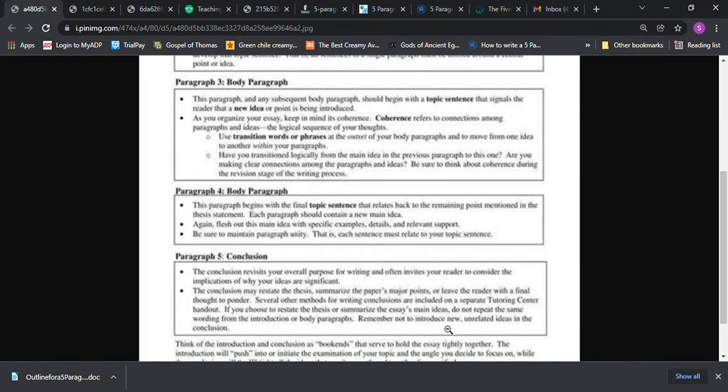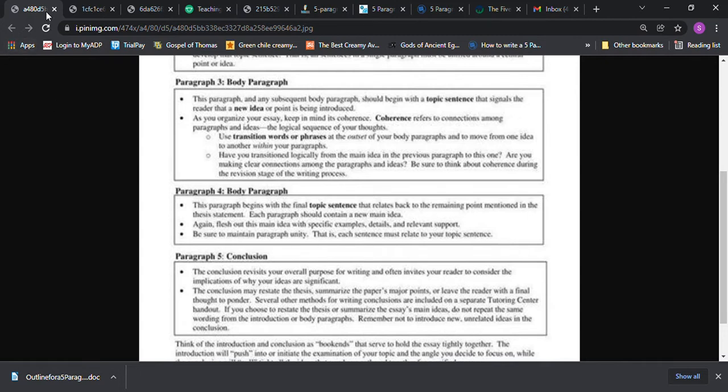It restates the thesis, summarizes the paper's major points, or leaves the reader with a final thought to ponder. Several other methods for writing conclusions are included on a separate tutoring center handout. If you choose to restate the thesis or summarize the essay's main idea, it says do not repeat the same wording from the introduction or body paragraphs. But the thing is, you want to use synonyms, and I've showed you that outline. You want to follow that outline.